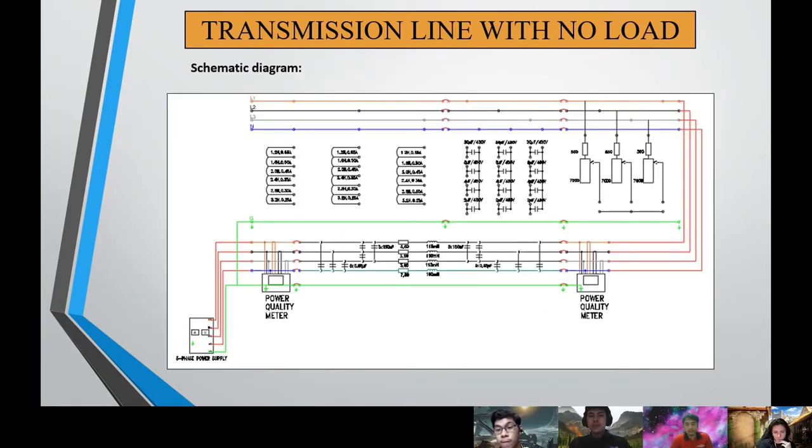So this is the schematic diagram. The connection begins from the 3-phase power supply, and then goes to the power quality meter, and then it goes through the transmission line as we stated before, 150 km and 300 km, and then goes to another power quality meter, and then the voltage drop will begin at the resistor, capacitor, and also inductor.